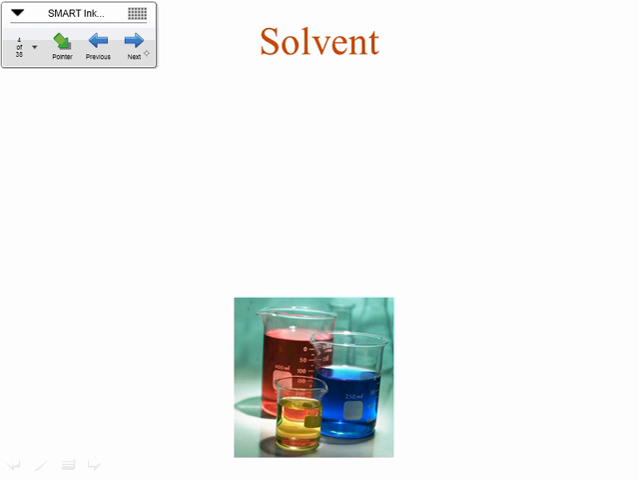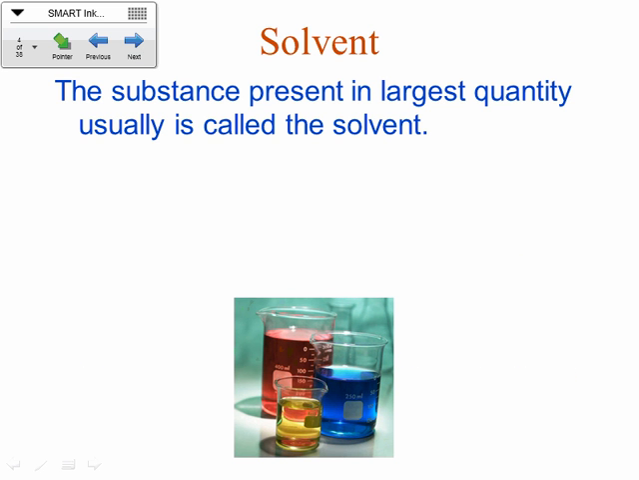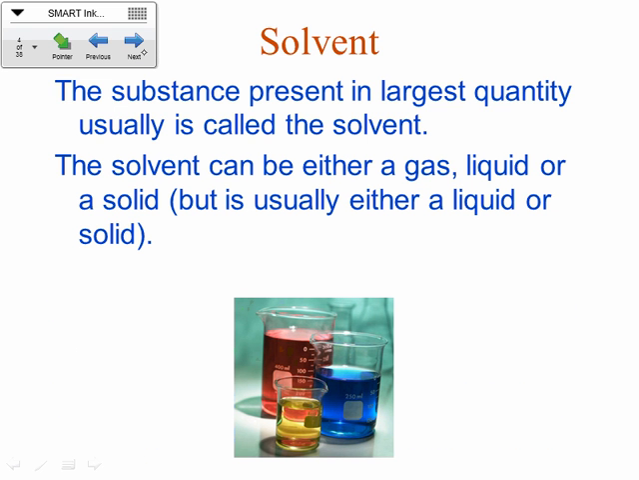The other thing in a solution is called the solvent. That's present in the largest quantity. And the solvent can be a gas, liquid, or solid. Usually it's either a liquid or a solid, but not always.